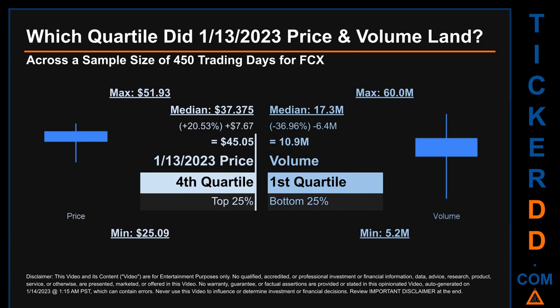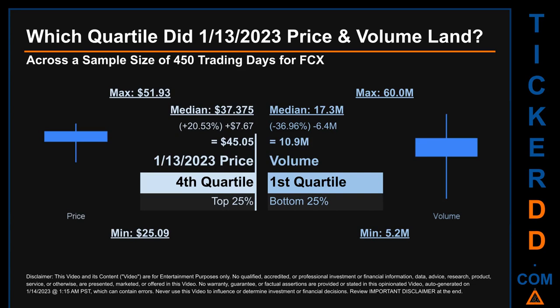The day's volume landed within the first quartile, at the bottom 25% of all sampled daily volume, which saw a max daily volume of 60 million and a minimum of 5.2 million. Quartiles tell us about the spread of a data set by breaking that data set into quarters, just like how the median breaks the set into half.